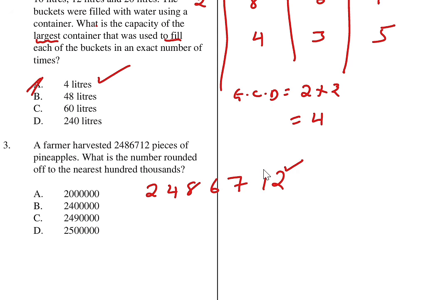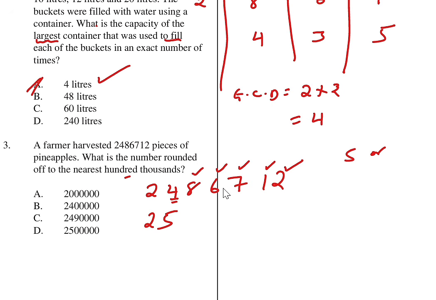This is ones, we go to tens, we go to hundreds, we go to thousands, and then tens of thousands, and then 100,000. So we stand here. So we look at the next number. If it is 5 or more, we add 1. So you can see it is more than 5, and therefore we add 1 here. So it will be 2, 5, and then we replace these other numbers with 0.